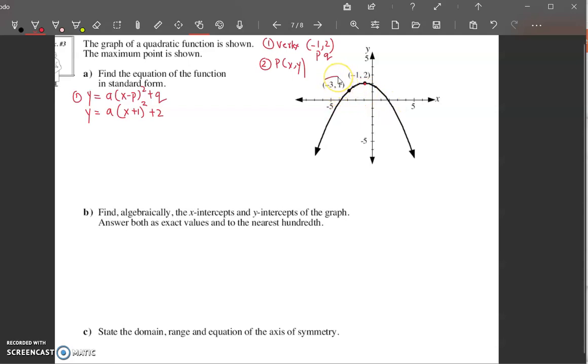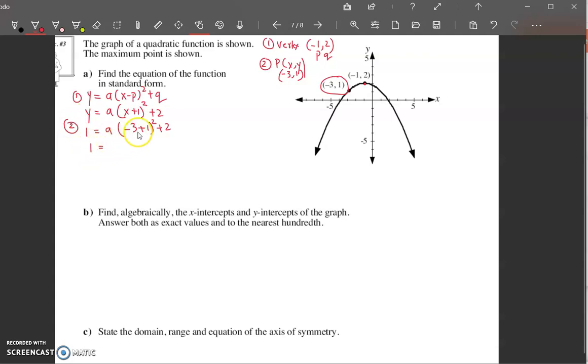Because they made a point to give us that second point, we're going to use that one. Okay, so this point is going to be negative 3 and 1. So we're going to put that in for x and y. So y is 1 and x is negative 3. And we're going to use this to solve for a now. So we're doing the second step right now here.